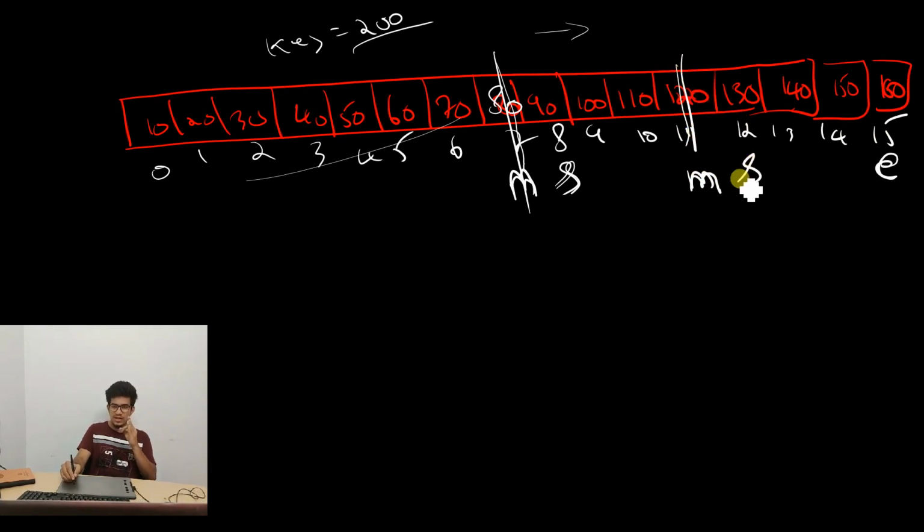So again I got a new starting value, so I have to find a new mid value. 12 plus 15 by 2. 12 plus 15 is 27. 27 by 2 is 13, since 26 by 2 is 13. So 13 is the mid value now. Is 200 equal to A[mid]? Is 200 equal to 140? No. Is 200 less than 140? No. 200 is greater than 140. So somewhere around this side, starting comes here. What is 14 plus 15 by 2? That is 14. So fourth comparison I am doing. Is 150 equal to 200?